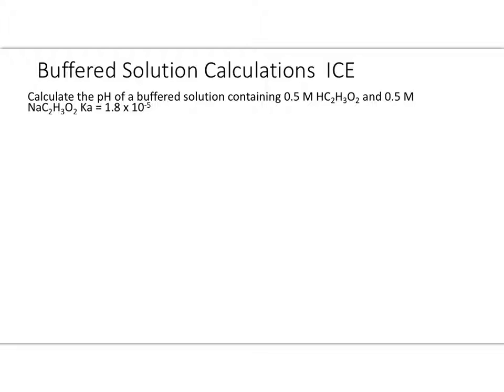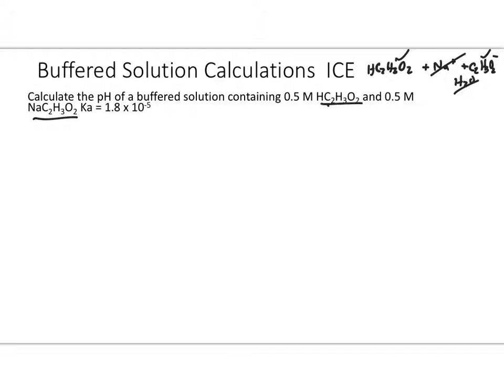So we have a buffered solution that has acetic acid and sodium acetate, and it's an equimolar mixture, so 0.5 molar for each of the substances that are present. Of the substances present, we have our acetic acid, of course we're going to have sodium ion, and we will have an acetate ion, and H2O. The species we're going to be ignoring for this process are the sodium and the water. We're going to be paying attention to the acetic acid and the acetate ion.